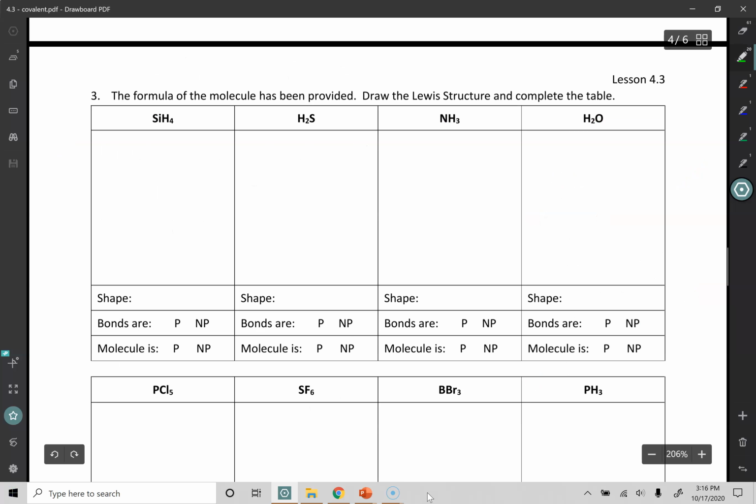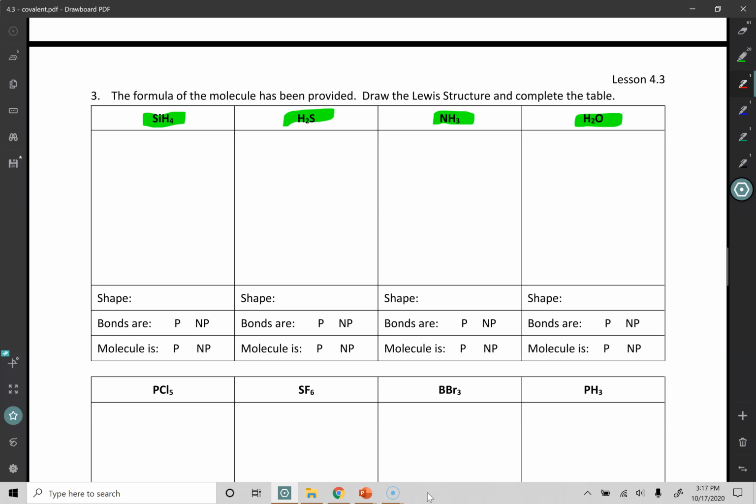Okay, so I want to start with these 4 practice problems. And we're really just going to focus on the big blank, and that's just trying to draw a Lewis structure for each of those molecules. We'll deal with the shapes, bonds are, molecule is, in future lessons. So I'm going to walk through one of them with you, then I would encourage you to pause the video, try them out, and then come back to check your work.